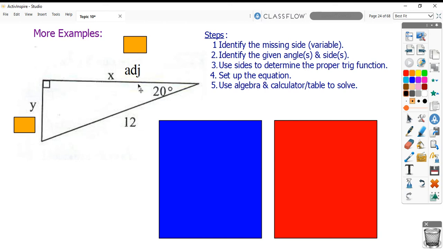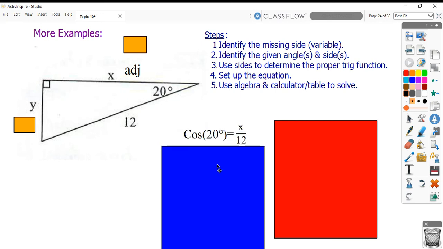So we've got an adjacent and hypotenuse, and when we look at our SOHCAHTOA, our "Some Old Hippie Caught Another Hippie," adjacent and hypotenuse would be "Caught Another Hippie." So cosine. We set up our equation: cosine of the angle equals adjacent over hypotenuse. Cosine 20 equals x over 12.